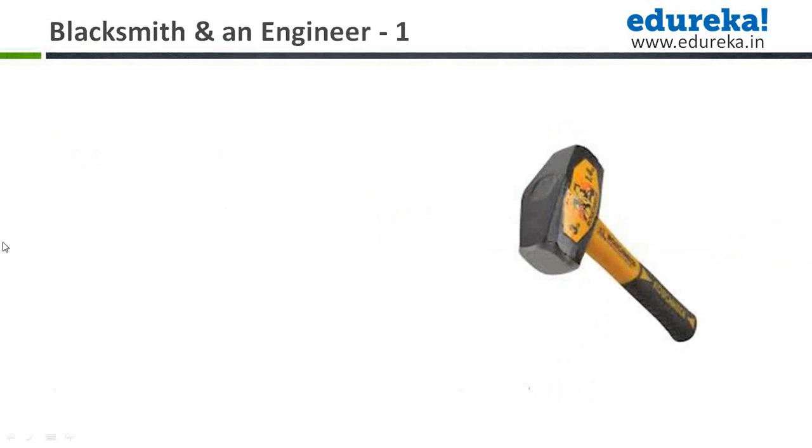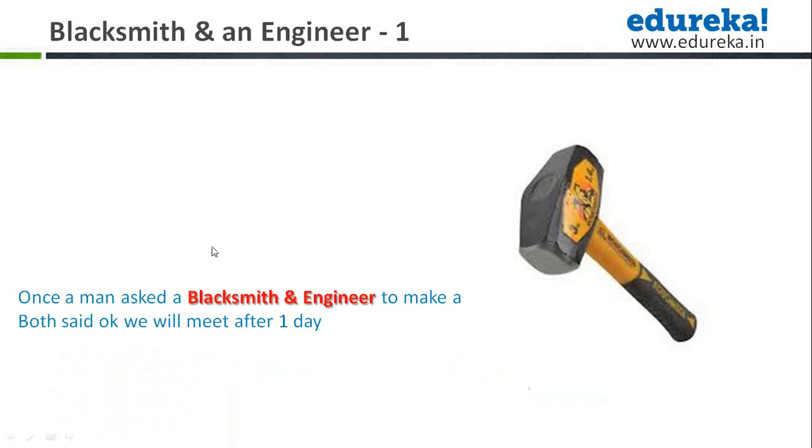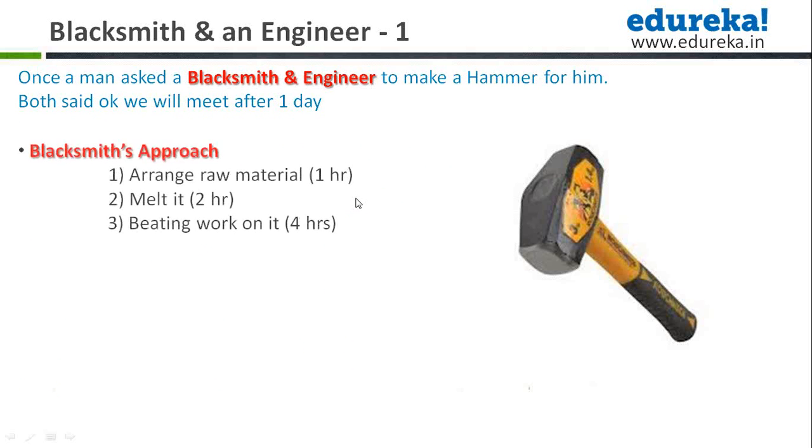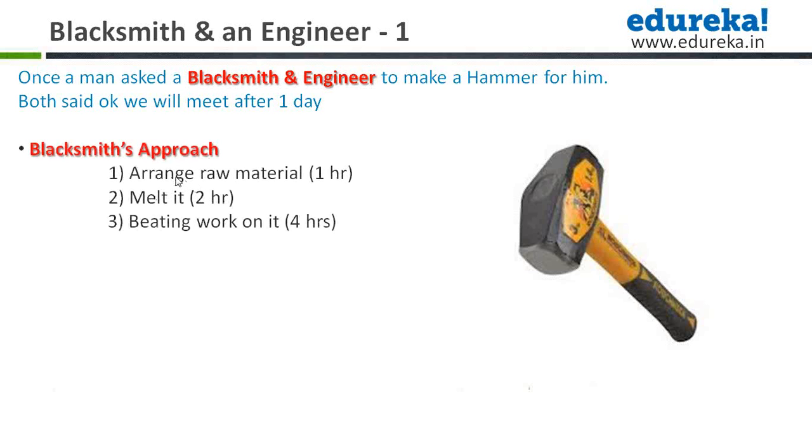Moving on, I come to a very interesting example. Each and every one of you, please go through it. Once a man asked a blacksmith and an engineer to make a hammer for him. Both said, okay, we'll meet after 1 day. First, the blacksmith's approach: he arranged raw material in 1 hour, melted it in 2 hours, and did the beating work for 4 hours. So in 7 hours, he was able to make one hammer.